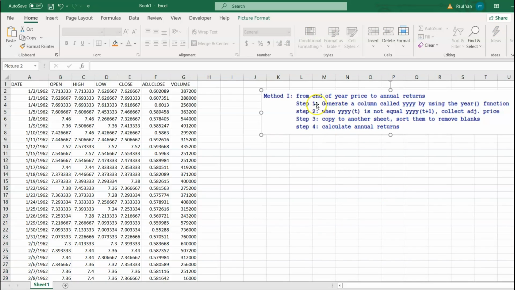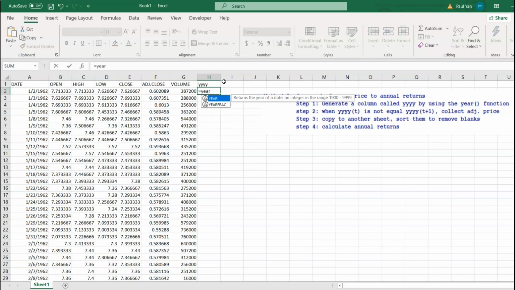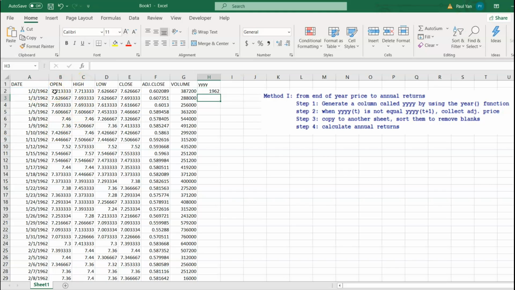We generate a column called YYYY using the year function. When this YYYY changes, for example from 1962 to 1963, we record that adjusted closing price. So equals YEAR, the year function, and we enter the date.